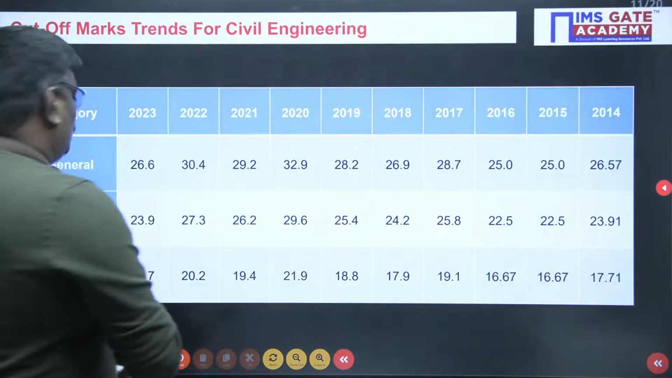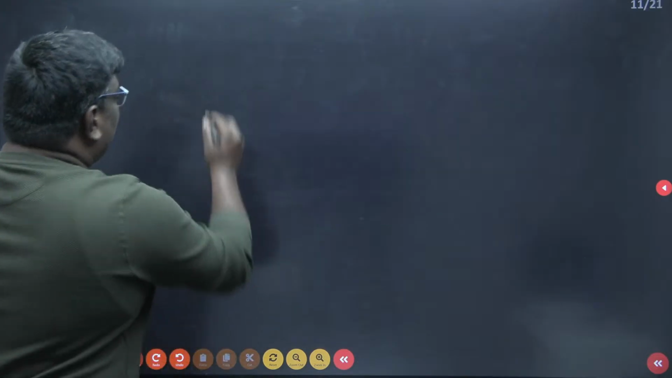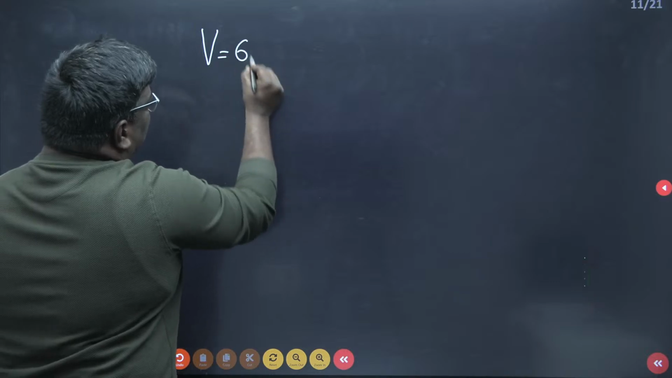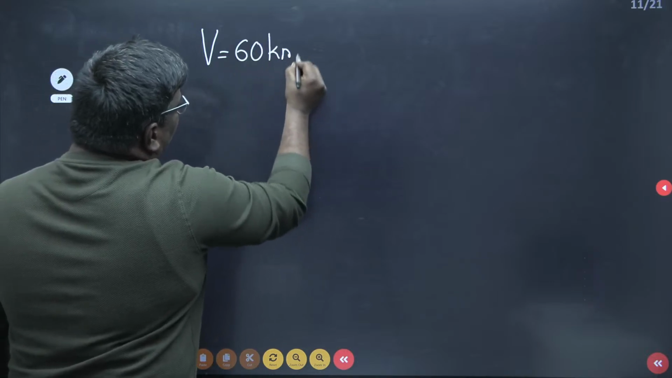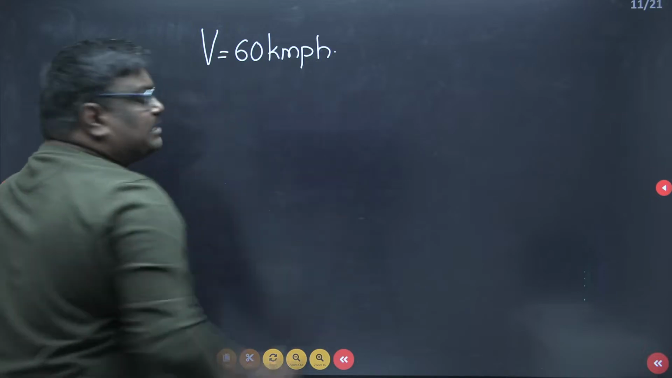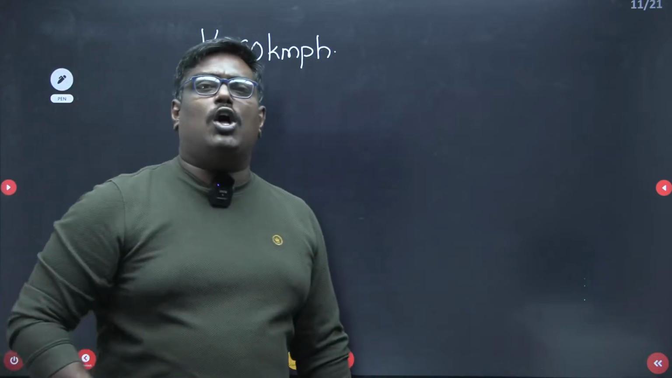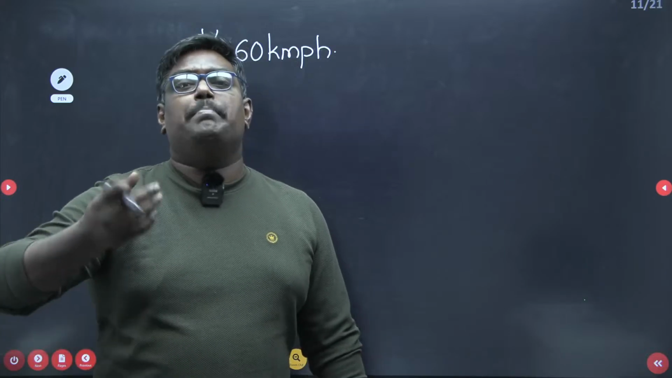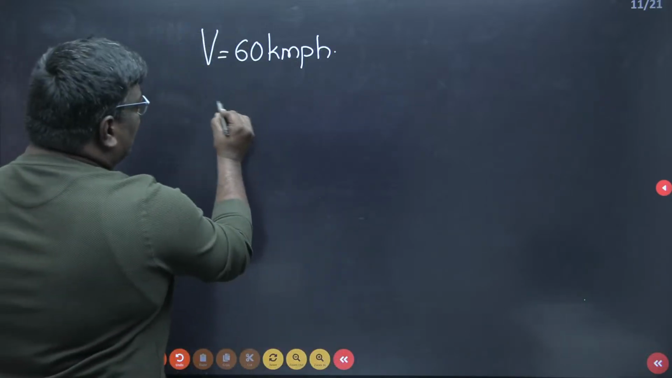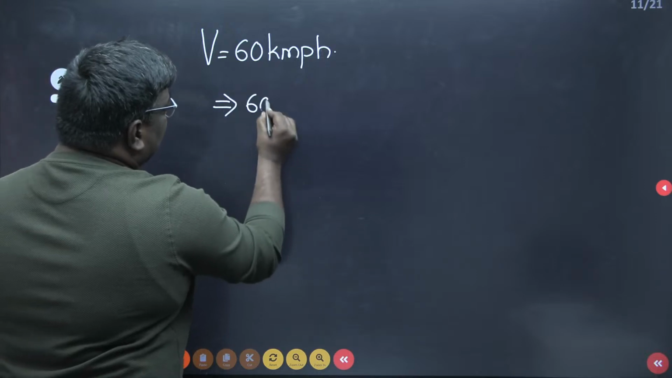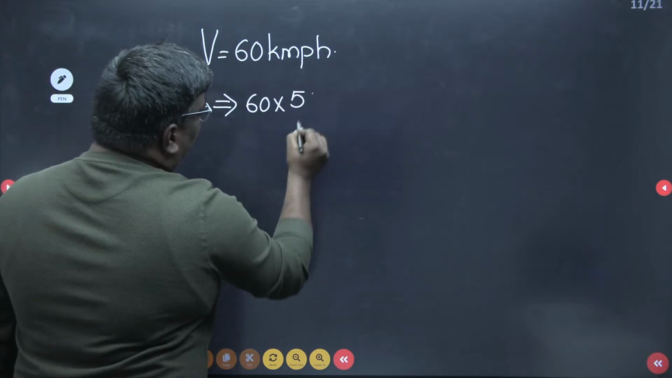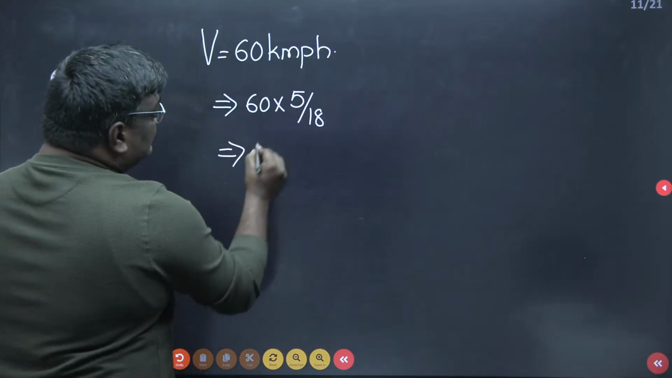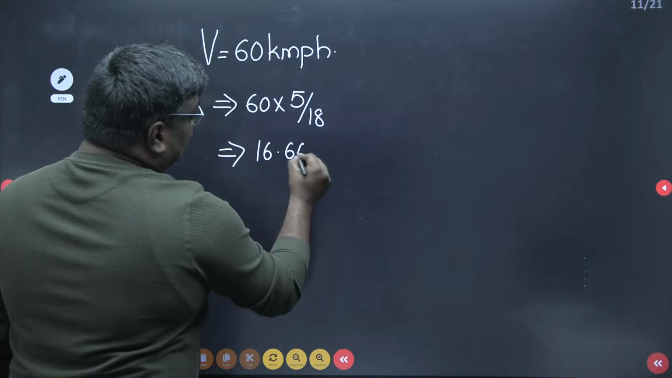So here, my dear students, the velocity is given in the problem as 60 km per hour. I always solve problems for velocity, lag distance or braking distance by taking meter per second. So if I convert that velocity into meters per second, it will be equal to 60 into 5 by 18. And if you solve this, you will get a value of 16.66 meters per second.